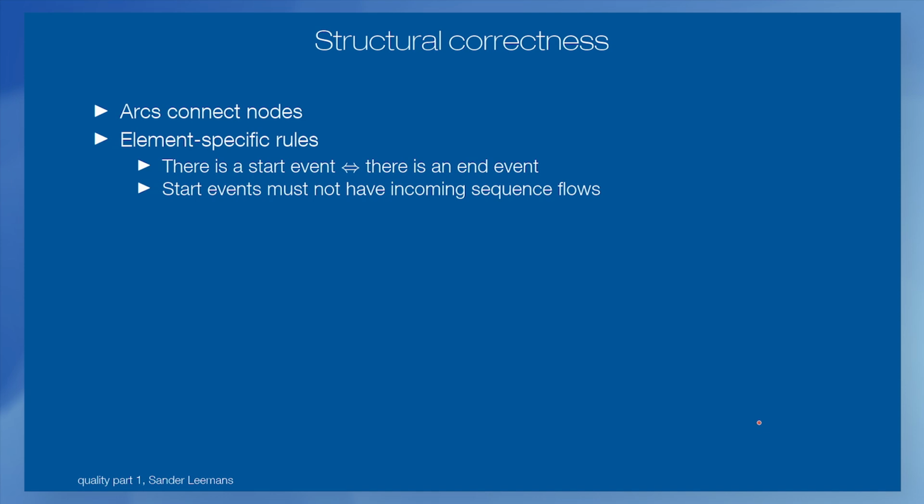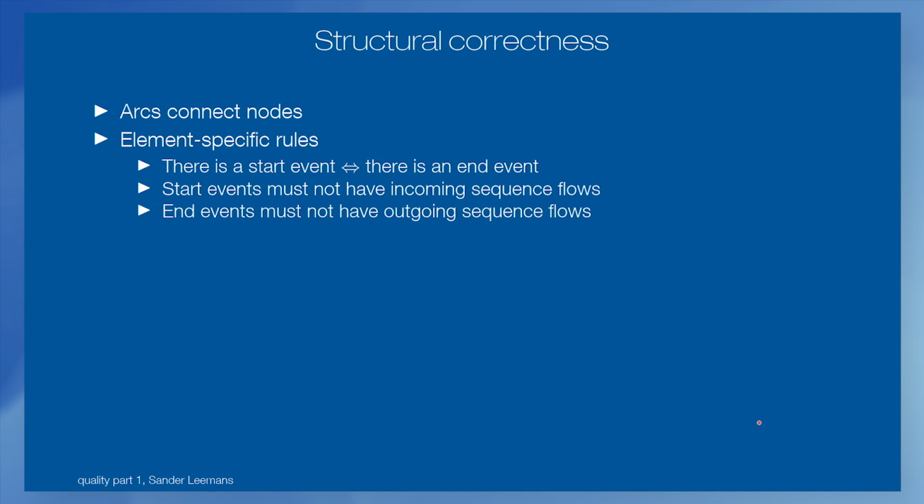Start events must not have incoming sequence flows. And if you think about this, it kind of makes sense, right? So the start part of your model, the element that starts your process, you cannot put a token in there yourself because you're not allowed to start it yourself. Once you start it, you're running.